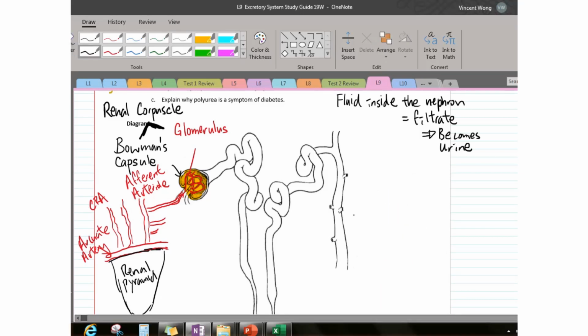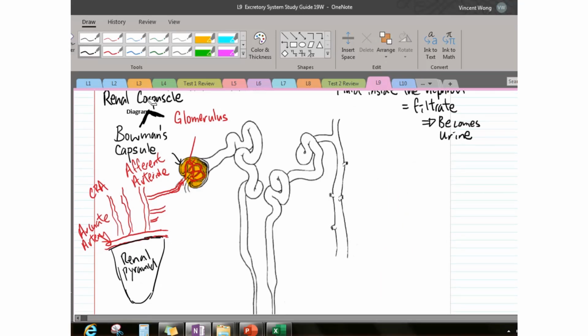Once you capture all the filtrate, you're not going to filter everything. Some of the stuff is still going to leave the glomerulus, and the vessel that's leaving the glomerulus we call the efferent arteriole. Eventually this vessel will come back and join with the cortical radiate vein, which will run next to the cortical radiate artery. More on that later.